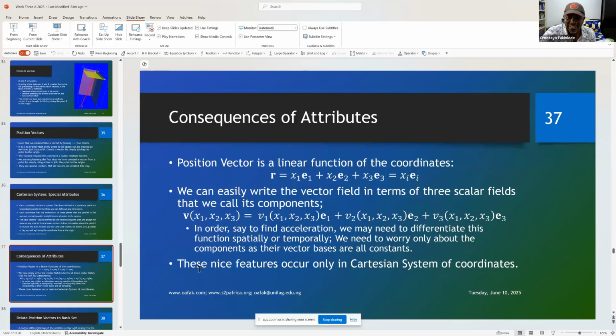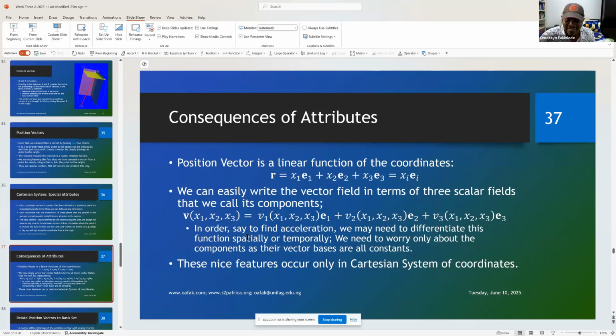Because if you want to differentiate, you forget about e1, e2, and e3, because you know that e1, e2, and e3 are always constants in the Cartesian system. So when you differentiate, you only differentiate the coefficients. Since e1, e2, and e3 are themselves constants, we need to worry only about the components, as their vector bases are always constant, and nothing but constants. These nice features occur only in the Cartesian system of coordinates. That is something you should put your finger on.